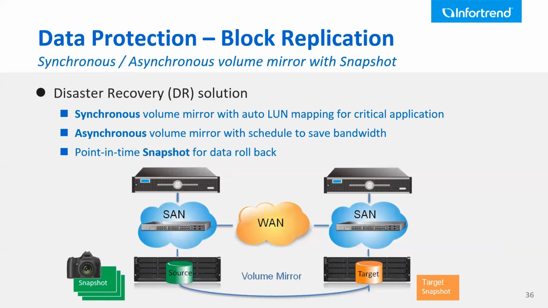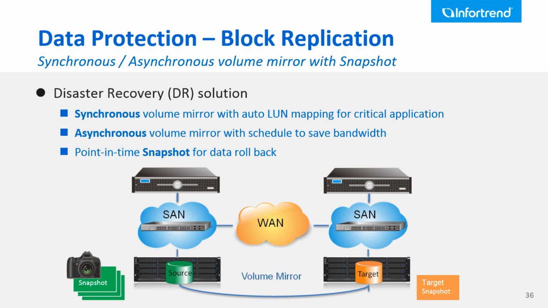The data written into the source volume of the primary site system is sent to the target volume of the remote site system before an acknowledgement message is sent to the host. An asynchronous mirror is suitable for archived data.